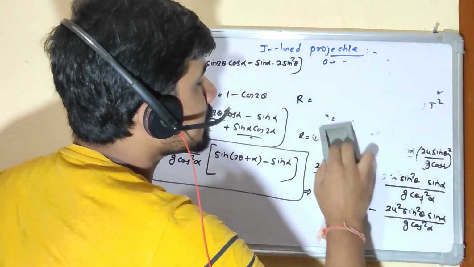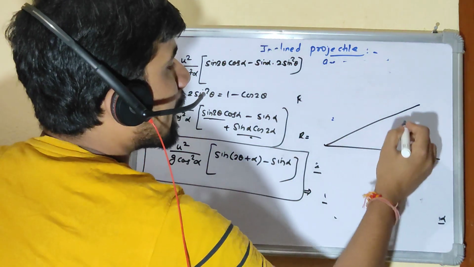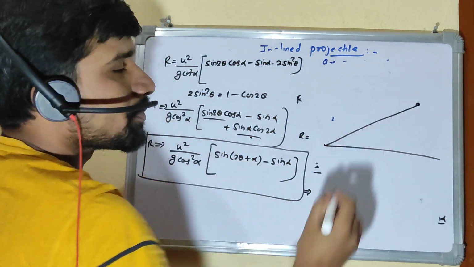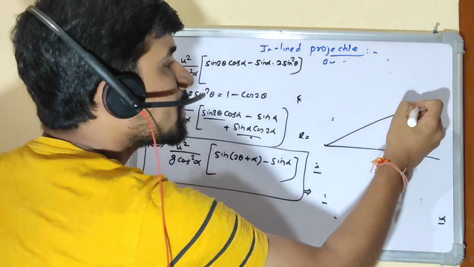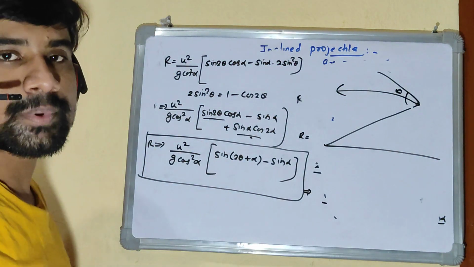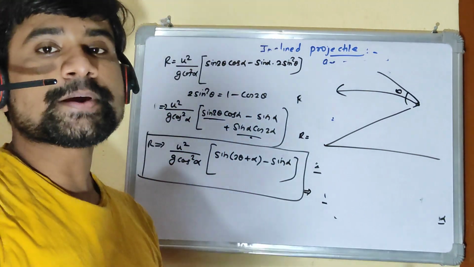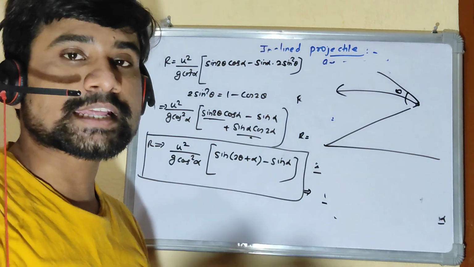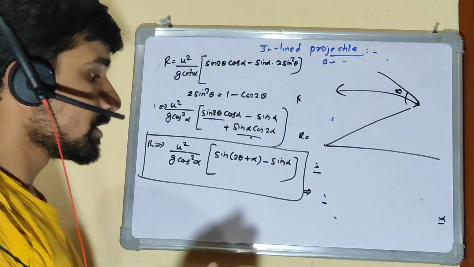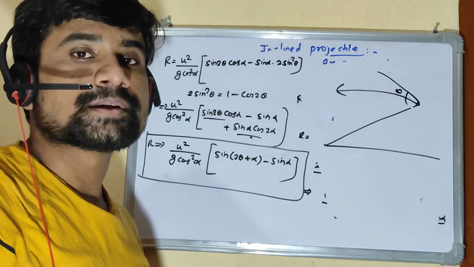I can give you a case where this is a horizontal plane, and now I am projecting from the top of this plane instead of the bottom, at some angle. So this might be the case, but you should know the concept here, how we reach the time of flight and the range, and then we will be able to approach any type of problem here.